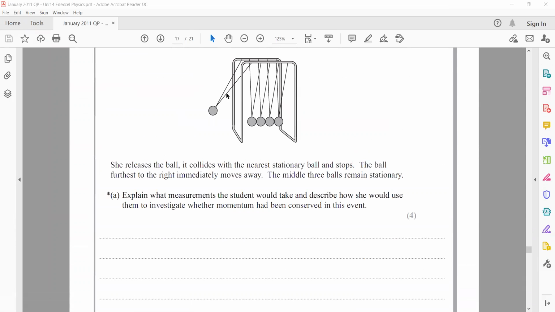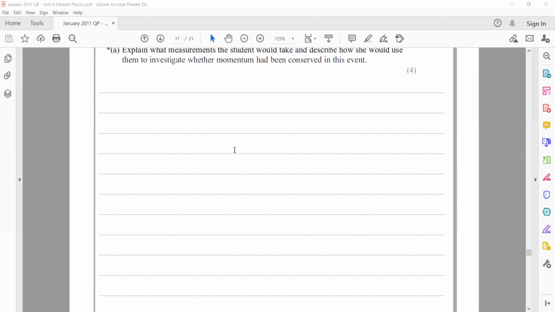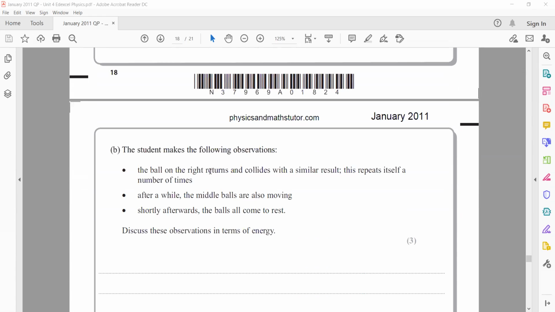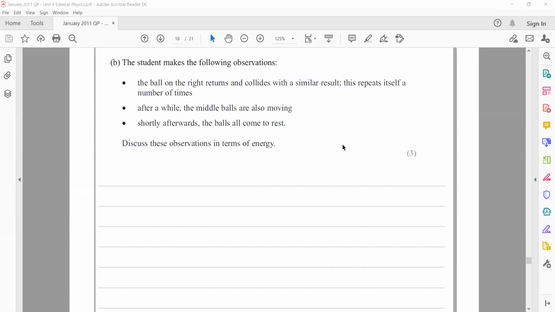So what they mean here is, when you release the first ball, it will collide and the last ball will move. Then this last ball will return and collide. The first ball will also move again, and this will continue. So the balls on the right return and collide with a similar result. This repeats itself a number of times. Then after a while, the middle balls are also moving, and shortly after, all the balls are at rest. How do you explain this observation in terms of energy?